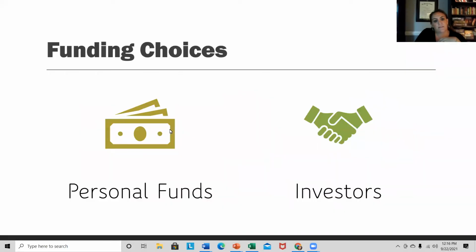Okay, self-publication. So there's two routes to go with this, right? If you have the personal funds yourself, you could go that route, or you could get investors to sponsor your project. And there are pros and cons to both of these, depending on your situation.